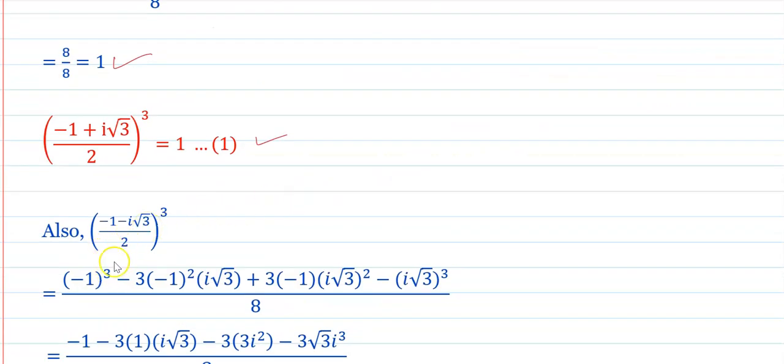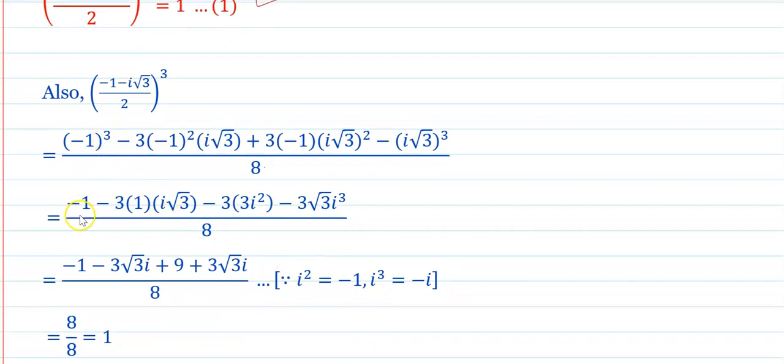We will find its value. Okay. Again 2 raised to 3 is 8, the denominator. What about the numerator? (Minus 1 minus i root 3) cube. Minus 1 cube minus 3 into minus 1 square into i root 3 plus 3 into minus 1 into (i root 3) square minus (i root 3) cube. Minus 1 cube means what? Minus 1. Minus 3 and this is the plus 1. Overall you will get minus 3 i root 3. 3 into minus 1 you will get minus 3, and (i root 3) square means what? 3 i square. Minus (i root 3) cube means what? 3 root 3 i cube.